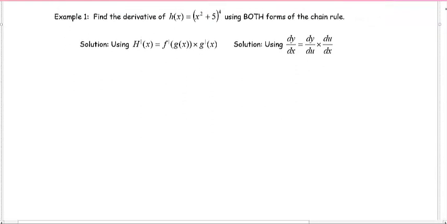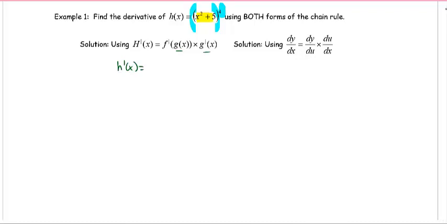Okay? So looking at this example, find the derivative of h of x, which is equal to x squared plus 5 to the power 4, using both forms of the chain rule. So the one we learned on the previous page, remember, is the derivative of the outside function evaluated at the inside function multiplied by the extra little bit of the derivative of the inside function. So here we go. H prime of x would be, so which one's the outside, which one's the inside? That's the most important part. Hopefully you can see that x squared plus 5 is the inside function, and the outside portion would be blah blah blah to the power of 4.